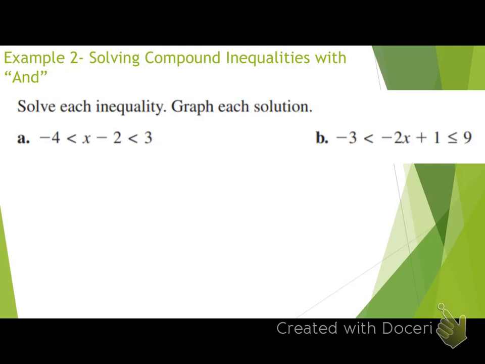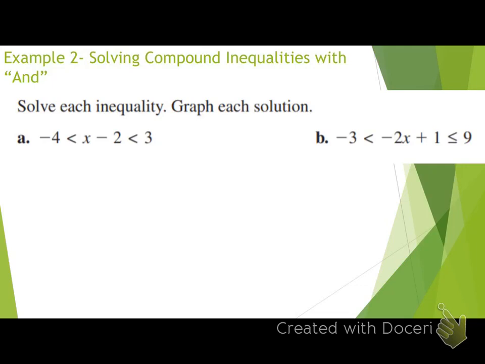Now let's solve some inequalities here. Solve each inequality, graph each solution. So letter A, negative 4 is less than x minus 2 is less than 3. Is this an and or an or compound inequality? And. The variable is written just between two inequality symbols, right? The only compound inequality that can be written that way is and. So I automatically know it's and.